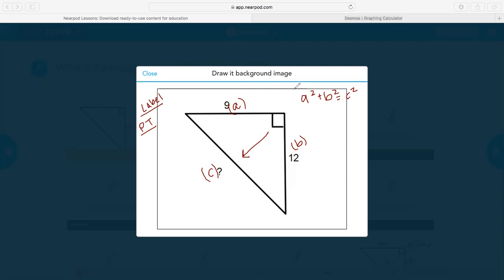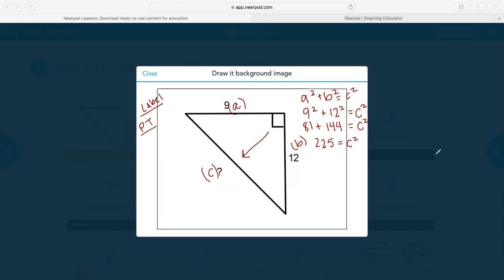So I labeled A as 9. So 9 squared. Am I going slow enough for the people who want to do it before me? Okay. Plus B squared. B I said is 12. So plus 12 squared equals C squared. Because I don't know C, I'm just going to keep writing equals C squared. 9 squared is 81. 12 squared is 144 equals C squared. 81 plus 144 is 225. So that gives me 225 equals C squared.